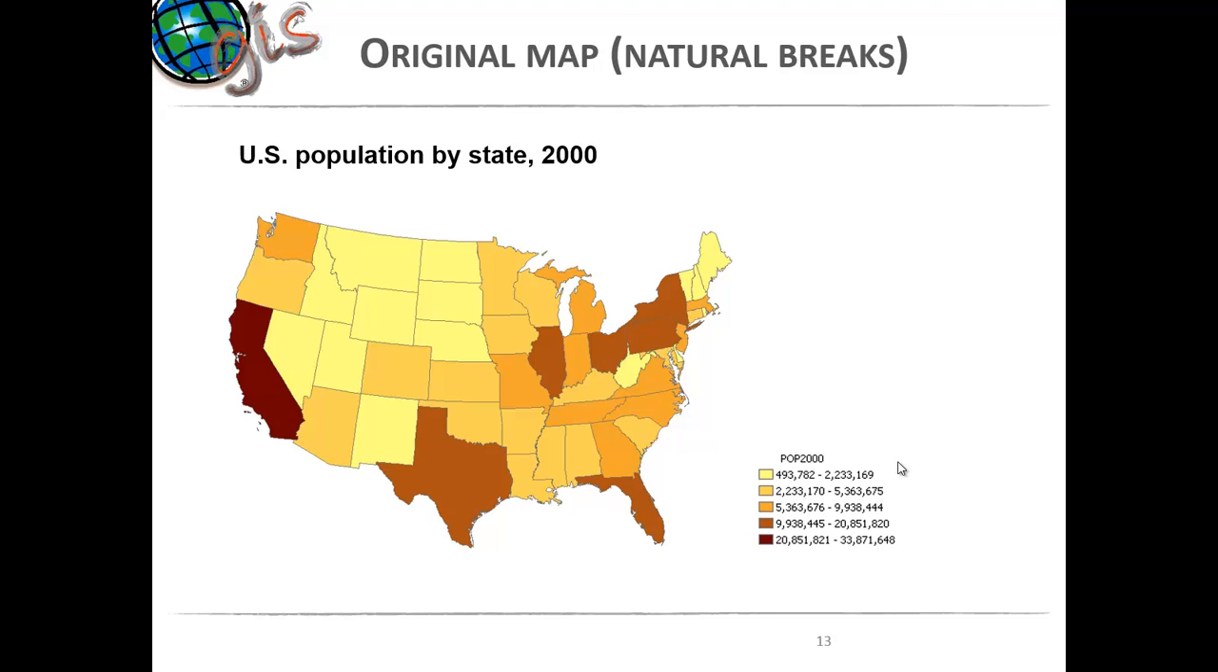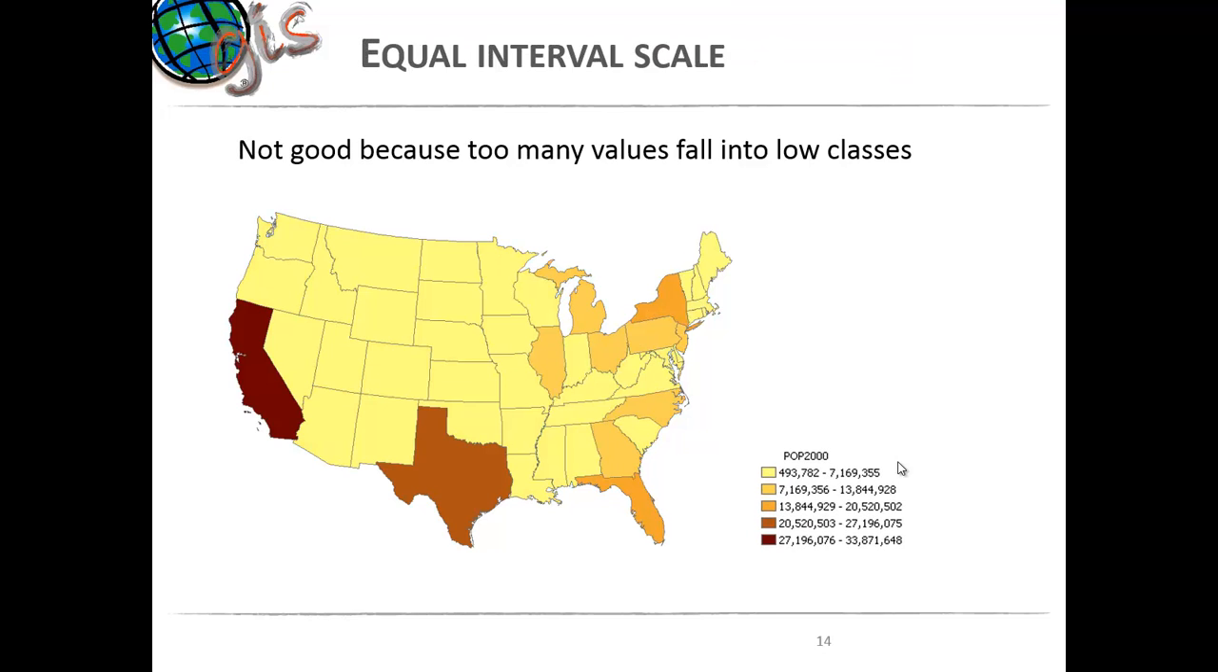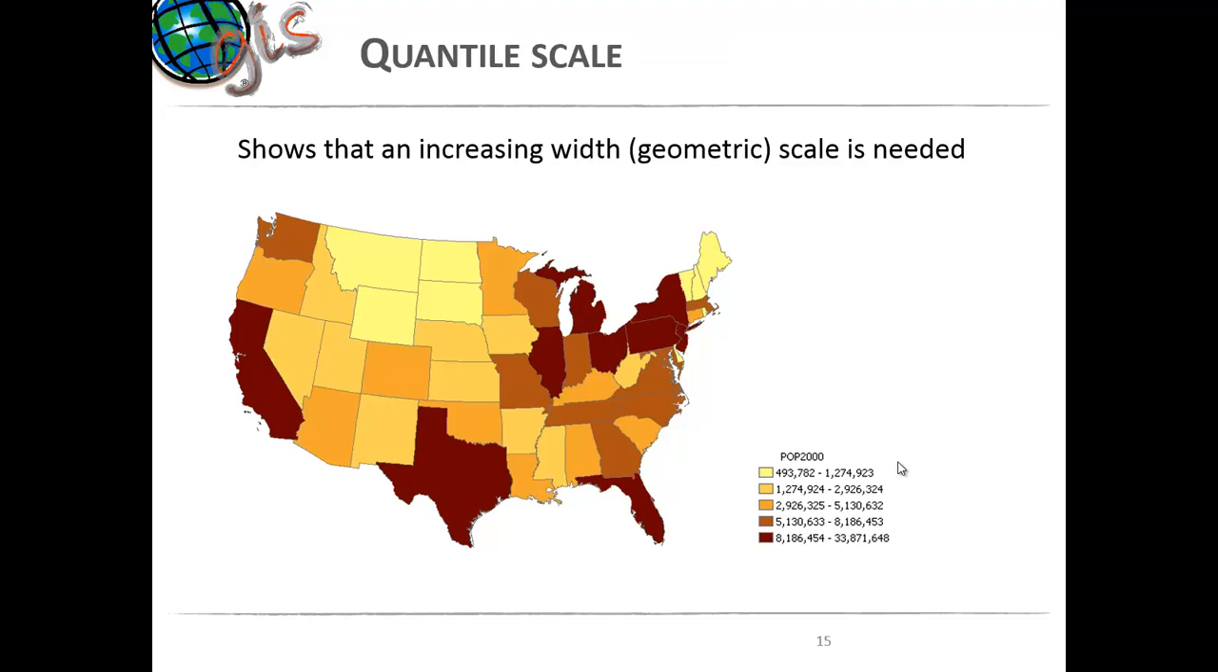So this looks pretty good, but if we use the same data with a different classification system like equal interval, it's not so good, because this map is not doing justice to the actual data. Now we are not seeing some of the states with the same intensity as we did before. Even though the data is not wrong, it's being classified using different intervals or different breakpoints, and too many values fall into the lower value classes.